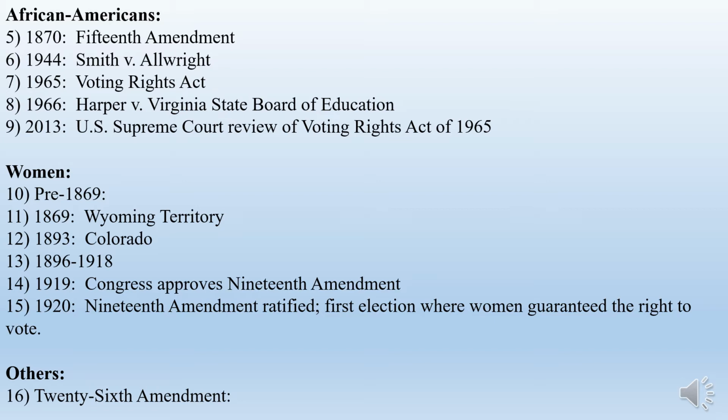Now, how about women? Well, before 1869, women did not have the right to vote. They were considered an extension or property of their husband, and therefore their husband voted on their behalf. They voted and the women did not. Now, in 1869, when Wyoming Territory was founded, they did allow women the right to vote.